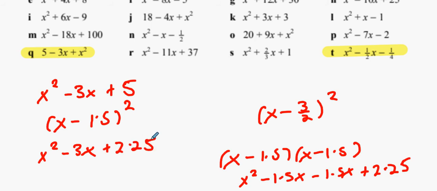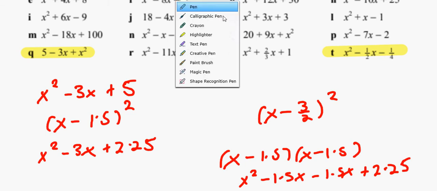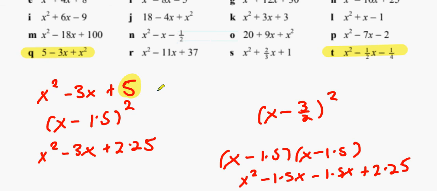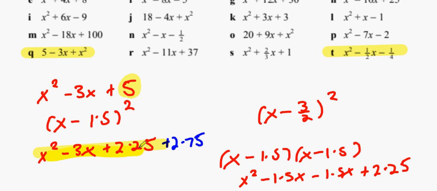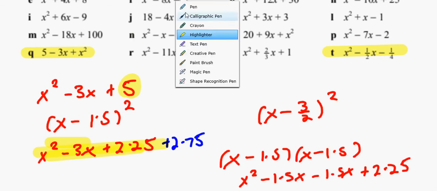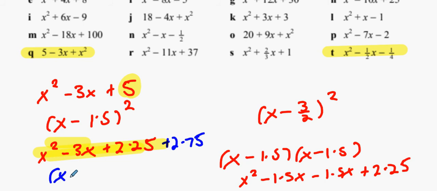Now what's the issue there then? Compare 2.25 to what's in the question, 5. How much are we short? 2.75. Rewrite the question. What does this change back into? Yeah. So (x minus 1.5) squared plus 2.75. Everybody cool with that? Alright.